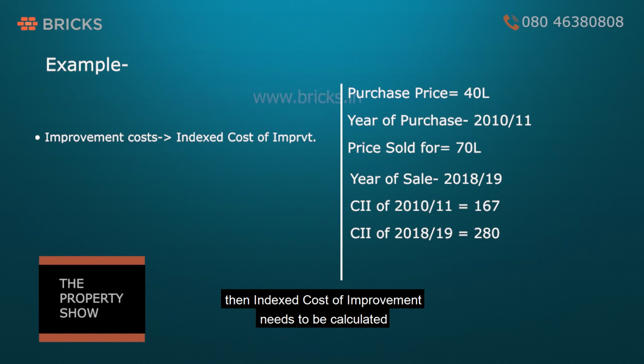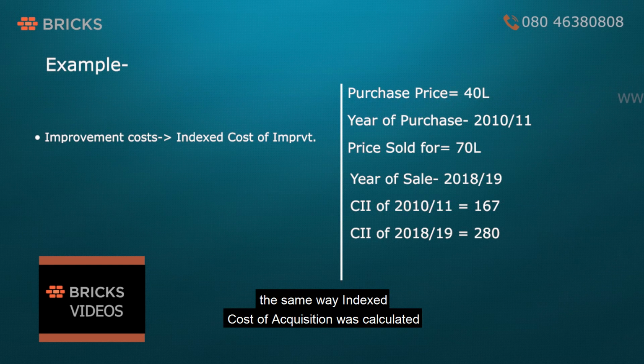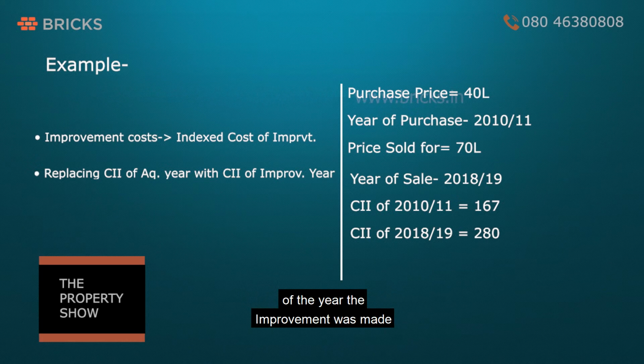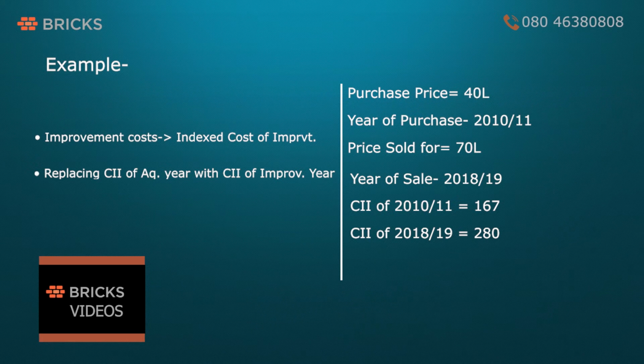Also, if there are any improvement costs incurred during the period for which the property was held, then indexed cost of improvement needs to be calculated the same way the indexed cost of acquisition was calculated, but by replacing the CII of the acquisition year with the CII of the year the improvement was made.